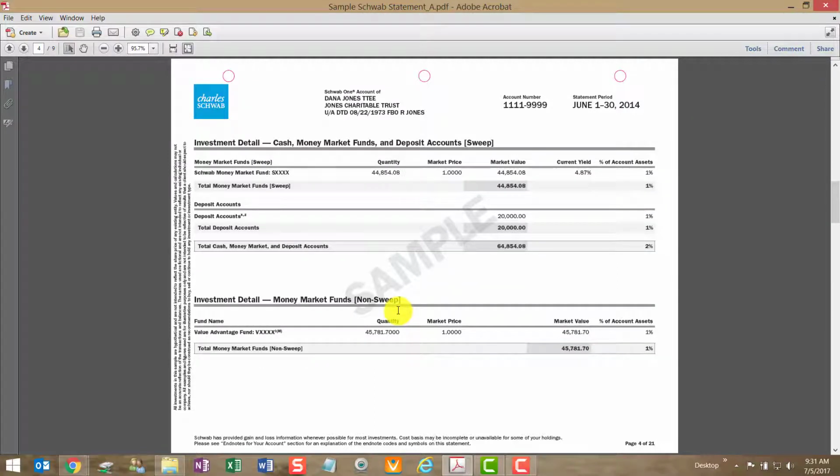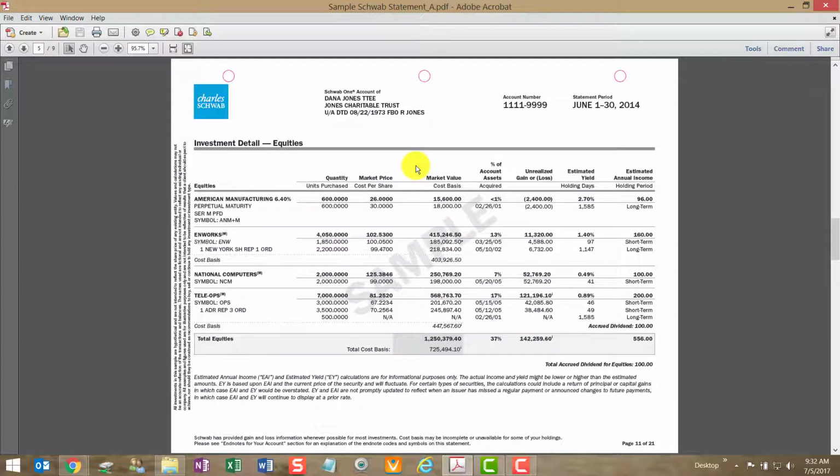You go to the next page here, you'll have more investment details, how much is broken down into the different cash accounts, money market accounts here. Quantity and the market value for these things are always going to be pretty similar, at a $1 market price. So when you have $44,854.08, like in this example, money market accounts and cash accounts are always priced right around $1. So the market value is always going to equal the quantity. The current yield is nowhere near 4.87% like it's showing here. In today's environment, it's more along 0.001%, as we all know. So that's this page.